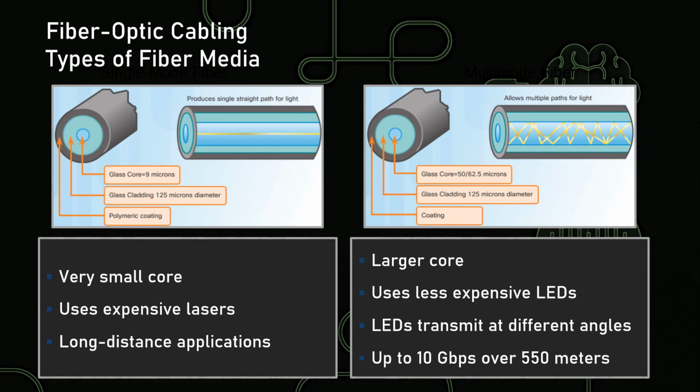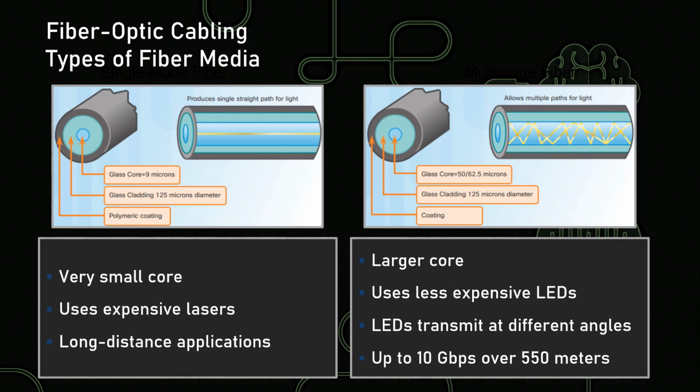On the right-hand side, we see a multi-mode fiber. This is a larger core. It's able to use LEDs to generate several different light paths. The core in that case has to be thicker, somewhere between 50 and 62.5 microns, depending on the version. The cladding is the same thickness, but because it's spread out over a larger core, the cable becomes thicker, and then you have your coating. Now, this is able to run up to 10 gigabits per second over 550 meters.